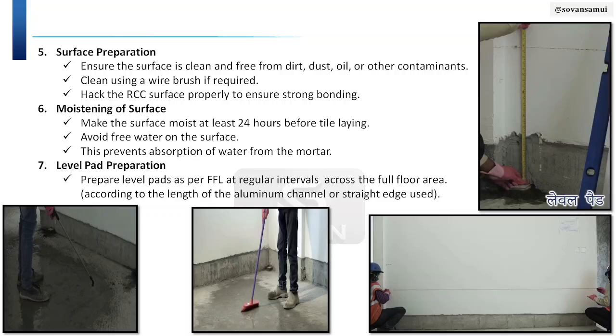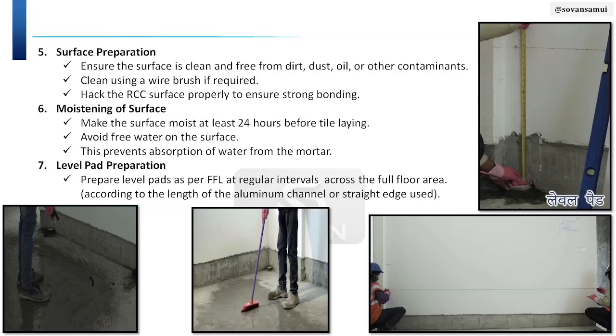Next point is moistening the surface. It means the surface has to be moistened or wetted at least 24 hours before tile laying. Okay, and we also have to ensure that there is no standing free water on the surface. If any amount of water is present, then you should absorb it by using a sponge or any other cloth.